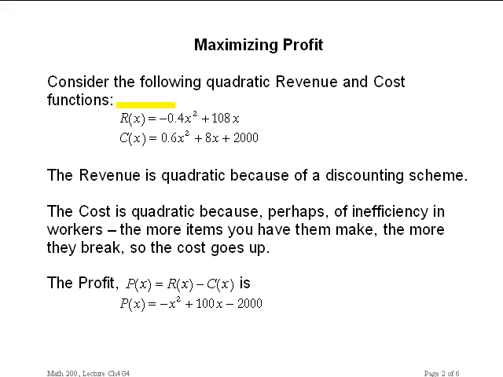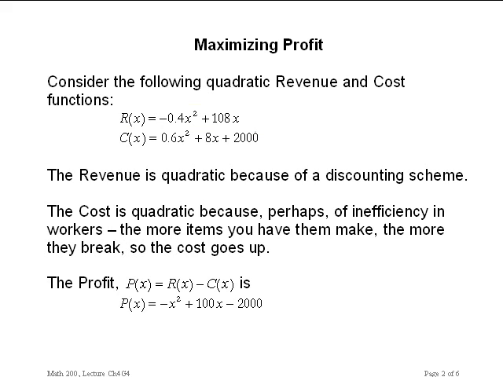So this is a revenue and cost equation problem. We have a revenue that looks like this, minus 0.4x squared, probably from some discounting scheme, plus $108 times x. X will be the number of items we sell. The 108 is approximately the price you can be charging for these items.